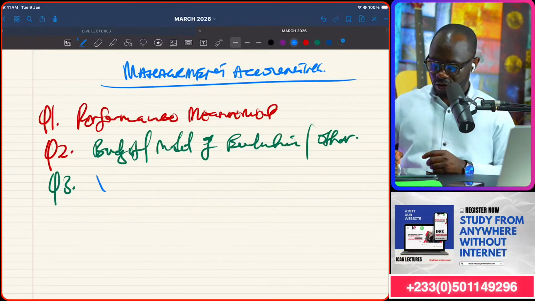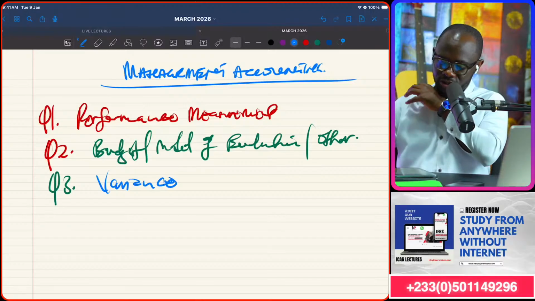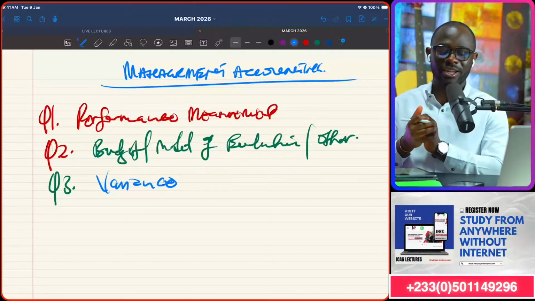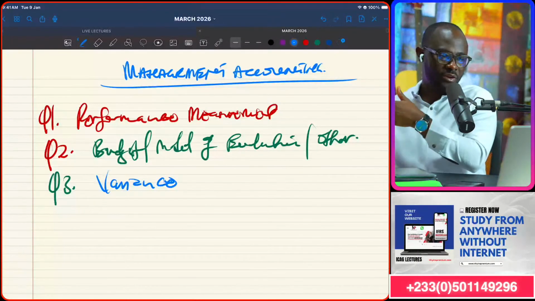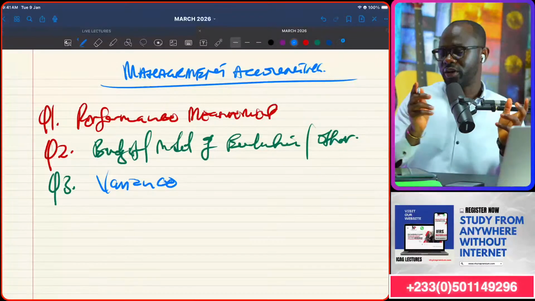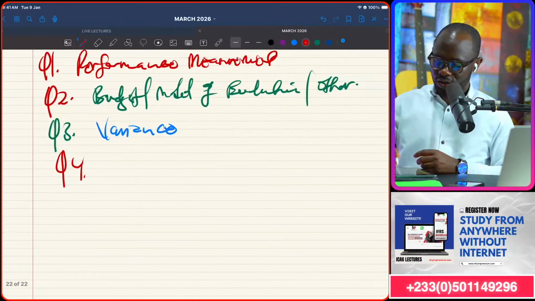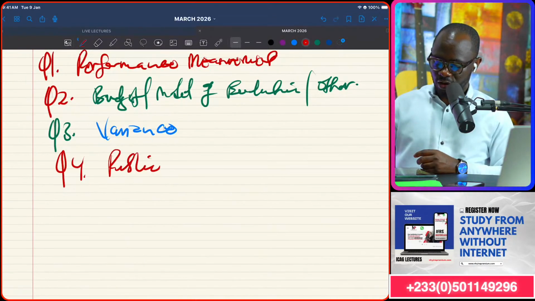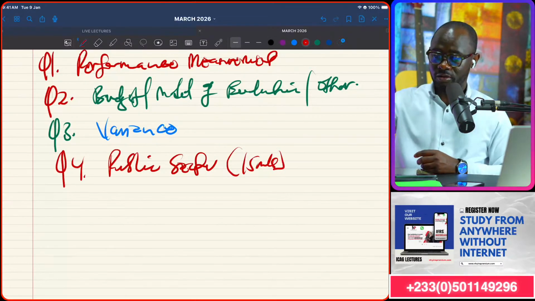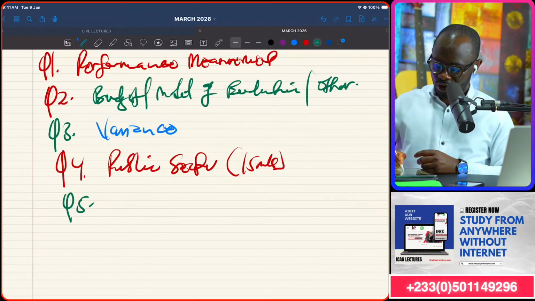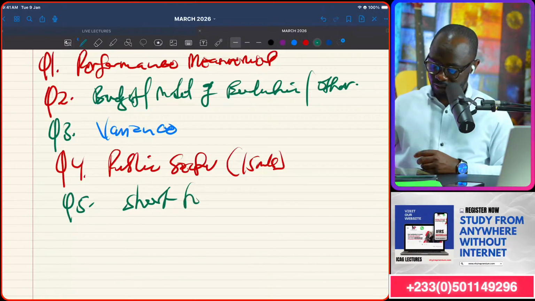Question 3 may be on variance because the examiner has been doing some quant work, and I'm saying that on a lighter note, on the structuring, like the arrangement of the question. So we'll not have a fixed place sometimes coming in. Then you come to question 4, which is going to be the public sector issue. The role of the management accounting in the public sector. That's 15 marks in the exam hall for us. Then question 5 is going to be on short-term decisions.